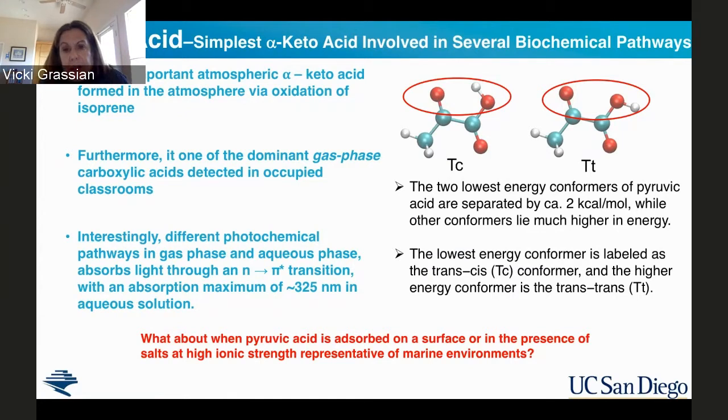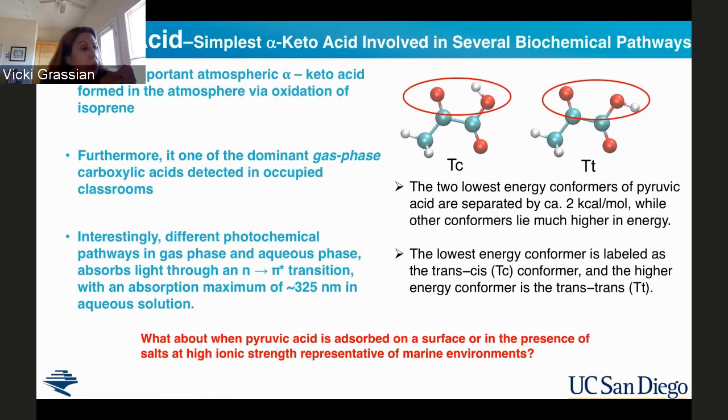On the right-hand side of this slide, I show you the lowest energy conformers of gas phase pyruvic acid. One is called the trans-cis conformer, the TC conformer. In this particular case, you can see a hydrogen bonding interaction of the OH group from the carboxylic acid group pointing toward the ketone. So this is a 3-carbon system: you have the methyl group, the carbonyl, and then the carboxylic acid. In the case of the TT conformer, the OH group is pointed away. These are fairly close in energy, about 2 kcal per mole difference, but we do have these 2 conformers.